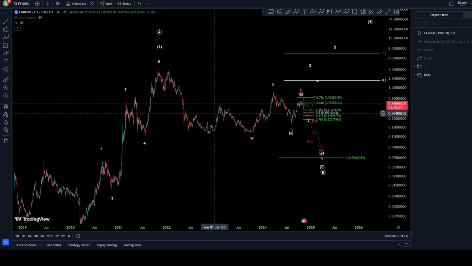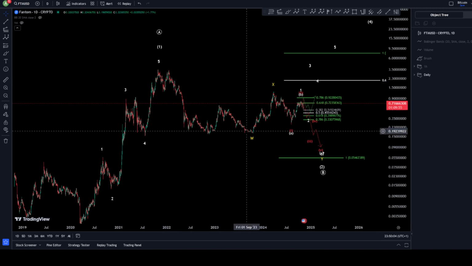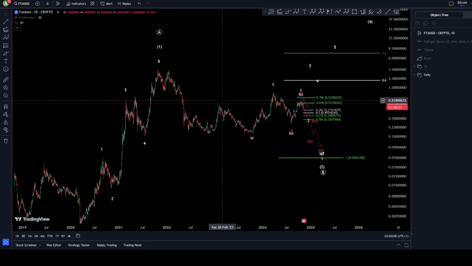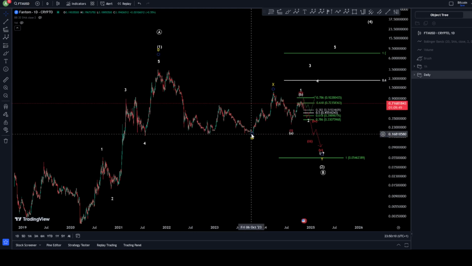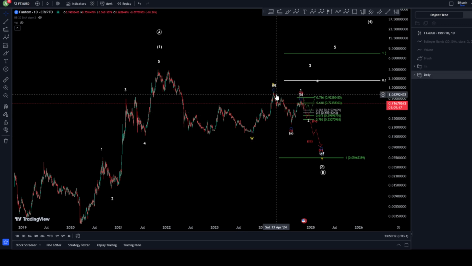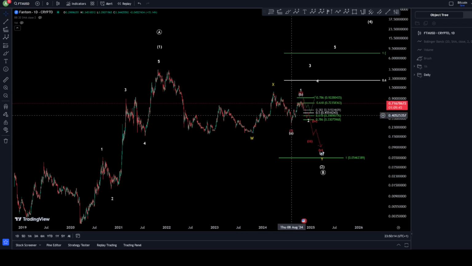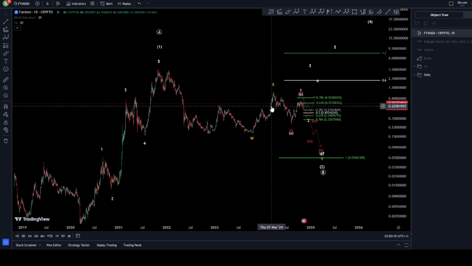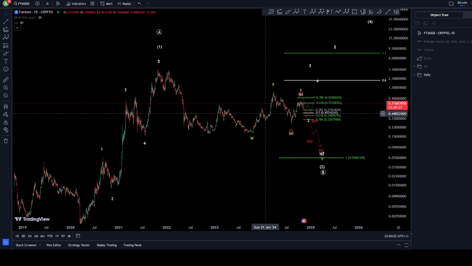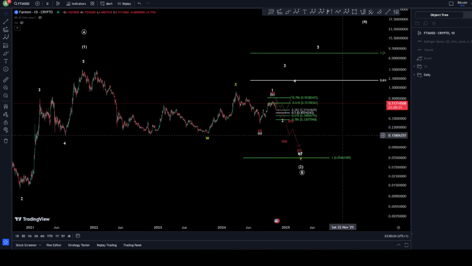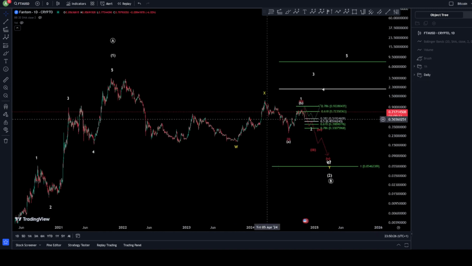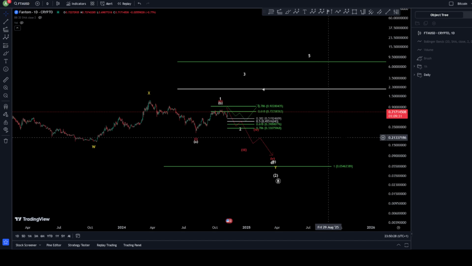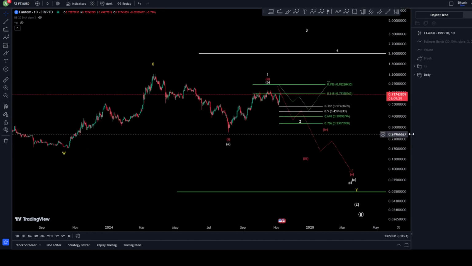So A, B, and then C. Yeah, but it brings us back to WXY. Well, yeah, it's the same result. No, we still need to get lower. We still need to get one more low. However, guys, we're gonna watch this.